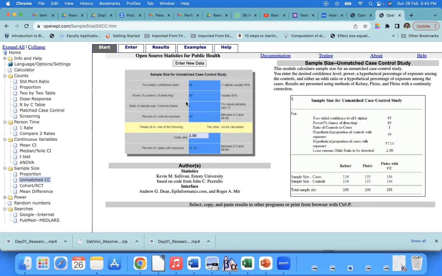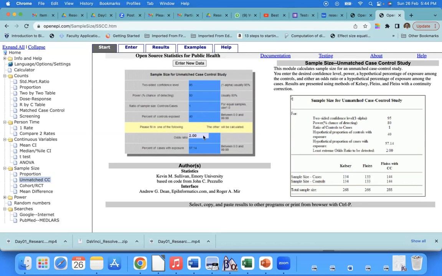Yes, we will be calculating the percentage of controls exposed to that risk factor, right? Here, 20% of controls are having smoking, and 35%, 40% of cases have smoking. Like that, you will be calculating for multiple risk factors. And yes, sir, the highest one will be enough for studying all.